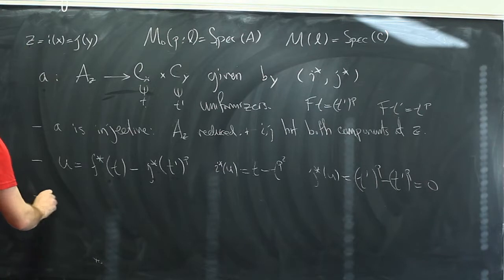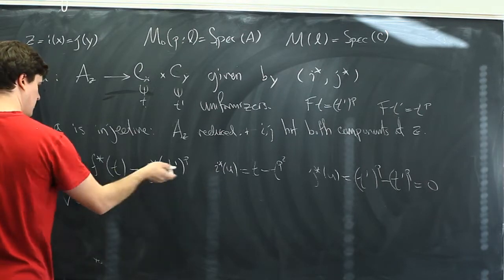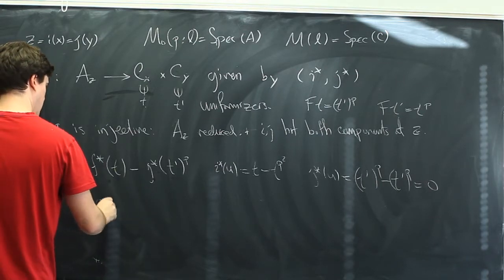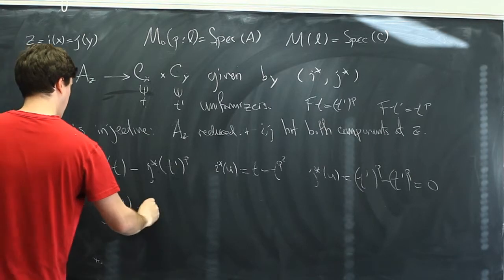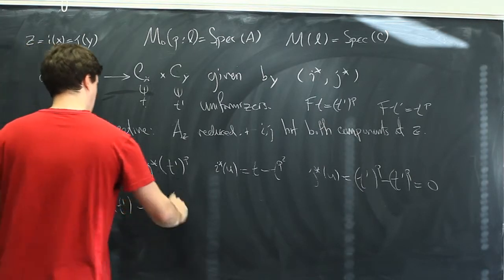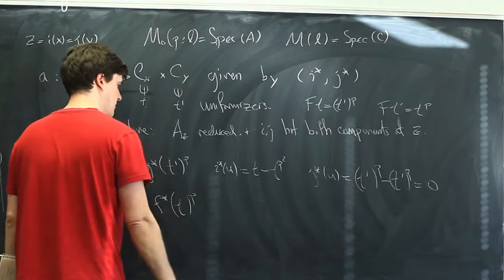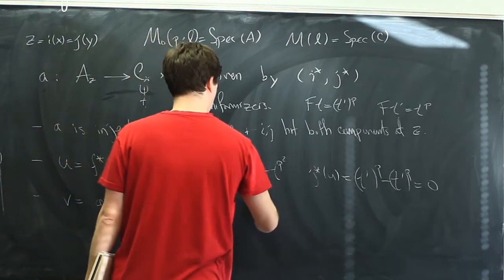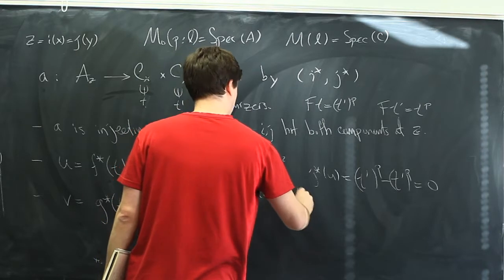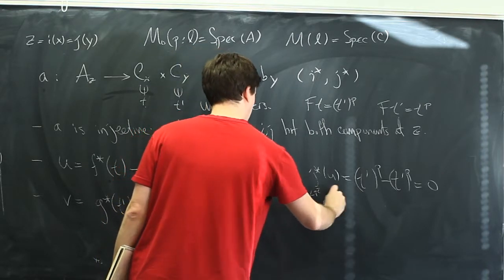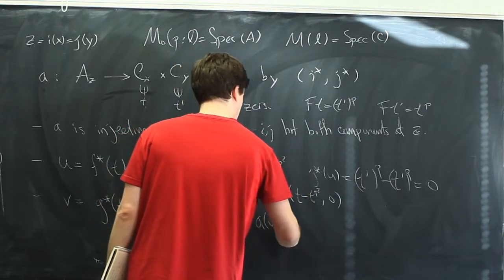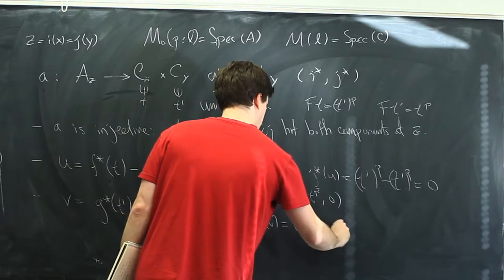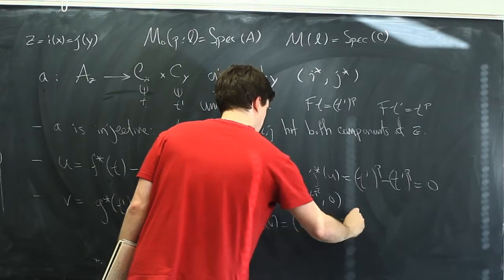And similarly, you can define v to be the symmetrical thing. So g star of t prime minus f star of t to p. And you get the same formulas. So in this notation, it says that a of u is t minus t p squared, 0. This will say that a of v is 0, t prime minus t prime p squared.